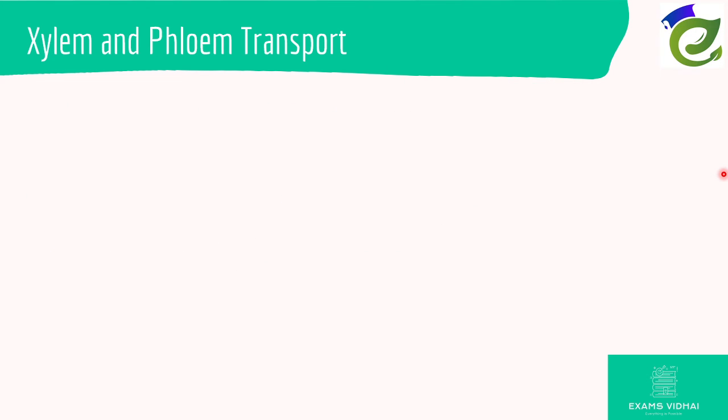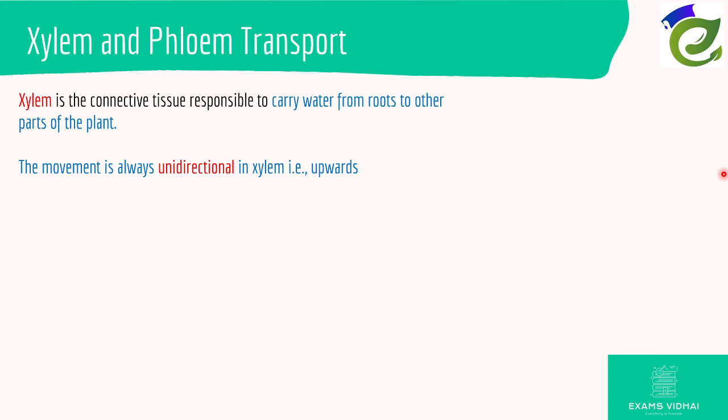Xylem and phloem transportation. Xylem is the connective tissue responsible for carrying water from roots to other parts of the plant. The movement is always unidirectional in xylem, that is upwards. So xylem always carries water and minerals dissolved in water from roots to leaves, always in the upward direction.